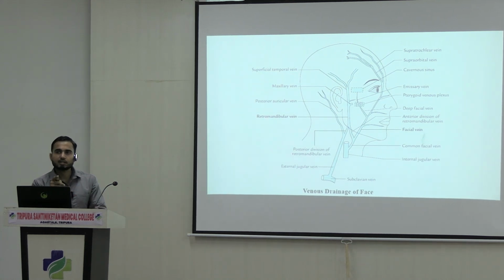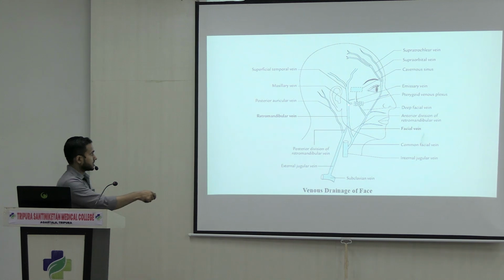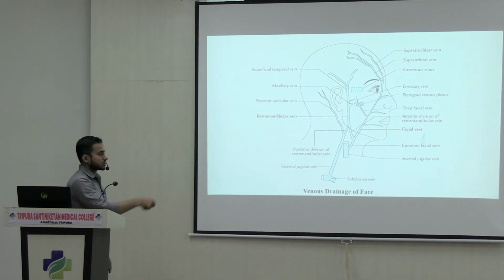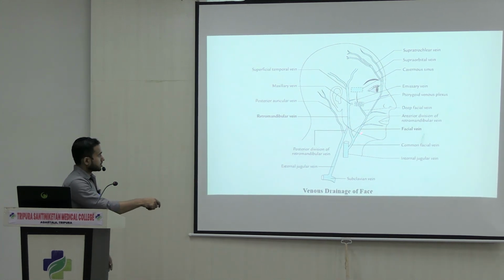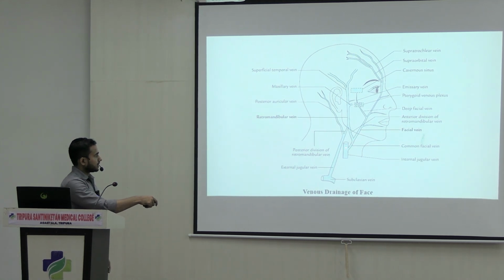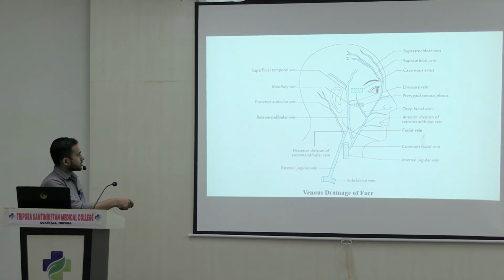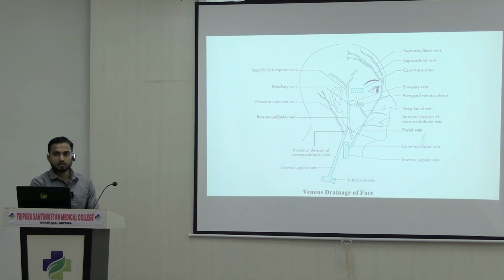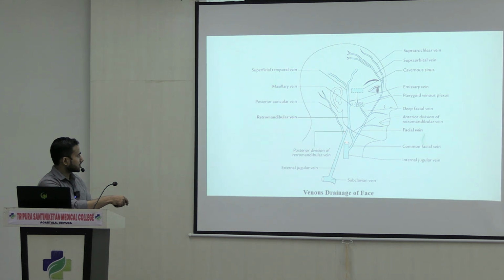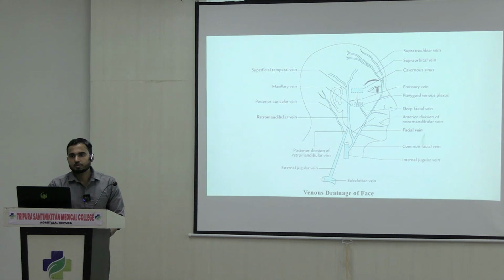Once it is leaving the gland, it will divide into two divisions, as you can see, anterior division and posterior division. The anterior division joins the facial vein to form the common facial vein, and ultimately it will drain into the internal jugular vein. Okay, and here the posterior division will join with the posterior auricular vein, as you can see in the diagram, to form the external jugular vein, and this external jugular vein will ultimately drain into the subclavian vein.